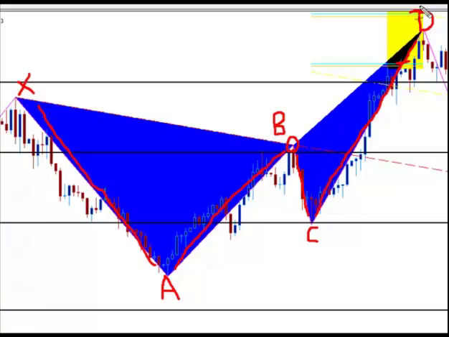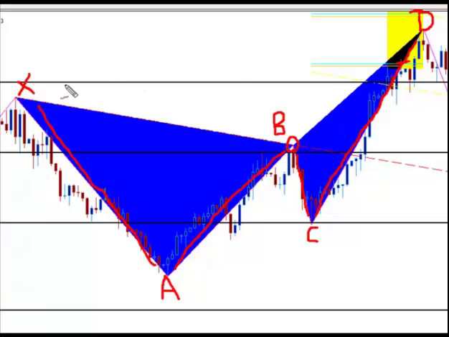Okay, once the D point has been established, we can then determine if we want to short this pair because this is a bearish pattern. Now, price can start off with X, go down to A, all the way up to B, come down to C, and if it stops just above here, this would definitely not be your bearish butterfly. So it's not a valid trading pattern, essentially. So you need to wait until D is completed for this harmonic pattern to be in place.